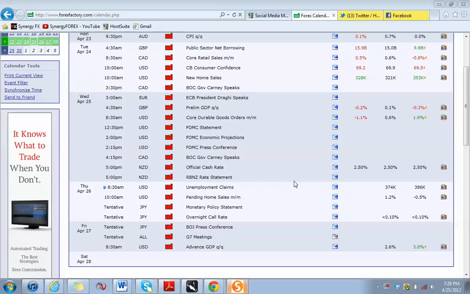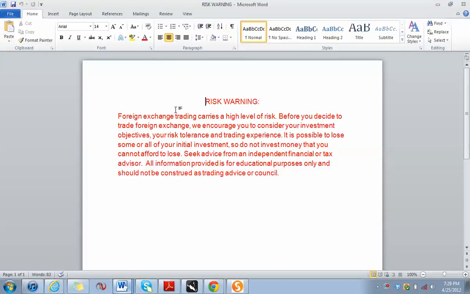But before we get started, quick risk disclaimer. Foreign exchange trading carries a high level of risk. Before you decide to trade foreign exchange, we encourage you to consider your investment objectives, your risk tolerance, and trading experience. It is possible to lose some or all of your initial investment, so don't invest money you can't afford to lose. Seek advice from an independent financial or tax advisor, and all information provided is for educational purposes only and should not be construed as trading advice or counsel.